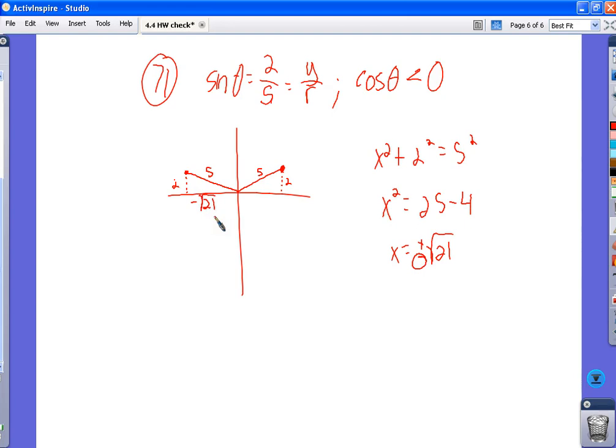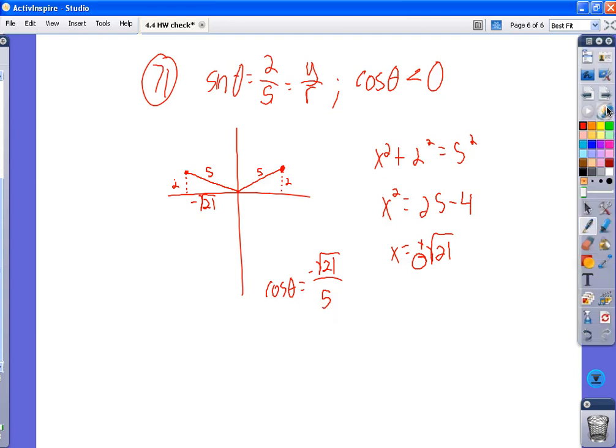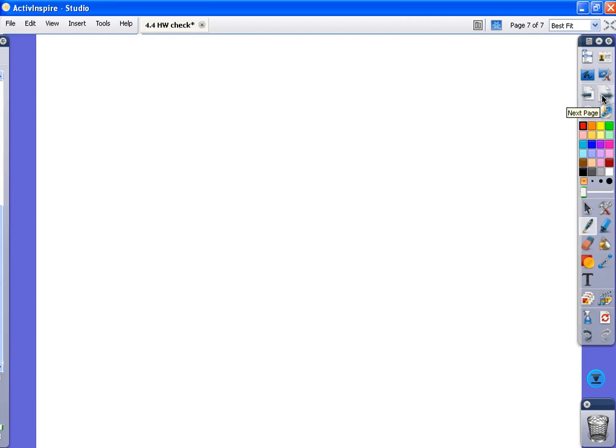Okay. So they want us to find the other 5: cosine, cosecant, secant, tangent, cotangent. Can we do that? Yeah. For example, what is the cosine of this angle? It can be negative square root of 21 over 5. Okay, there's one. And we can find the secant, the cosecant from the sine, and the tangent, cotangent. Okay, I'll leave that as an exercise for the reader.